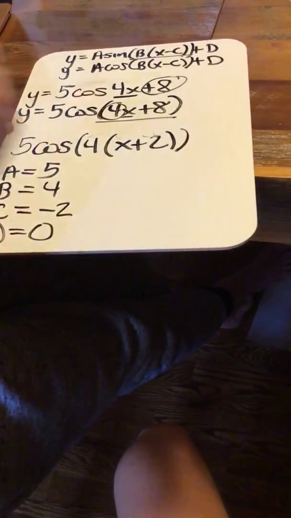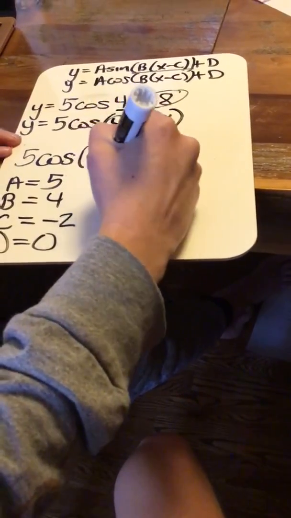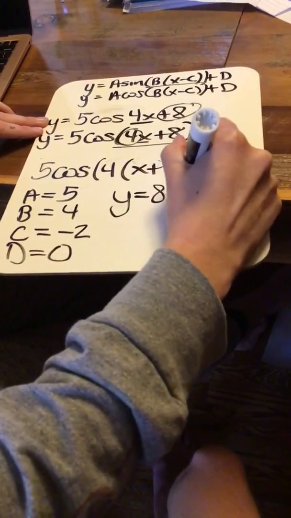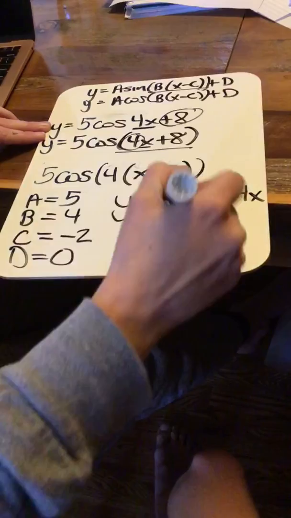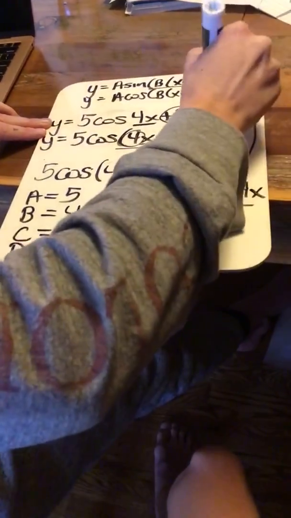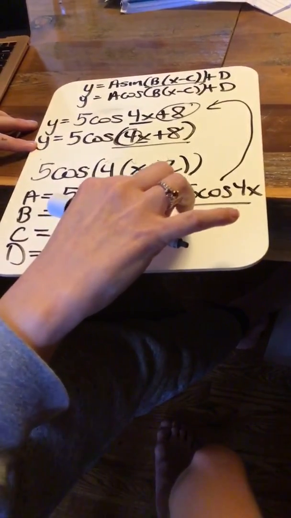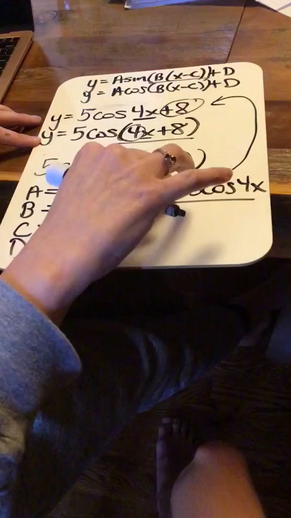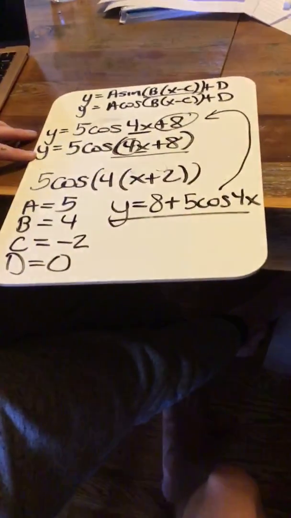Now please remember that you can have your D in a different spot. So if I take the very first one up here, I could write it like this: 8 plus 5 cosine of 4x. This is the same as that. So my D is still 8 for that one, even if it's in the front. Okay, it's the number that is not part of the cosine. You're not taking the cosine of this 8. Okay.